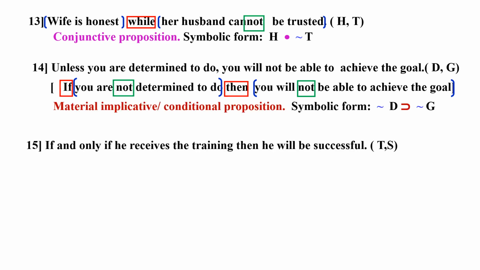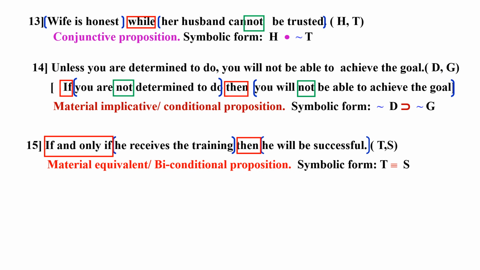Now we come to the 15th one. If and only if he receives the training, then he will be successful. Here the connectives are if and only if, then. And the components are he receives the training and he will be successful. So it is a biconditional or material equivalent proposition, and the symbolic form will be T triple bar S.